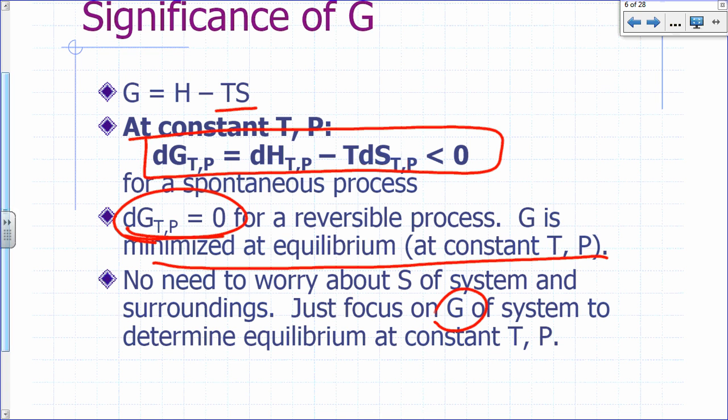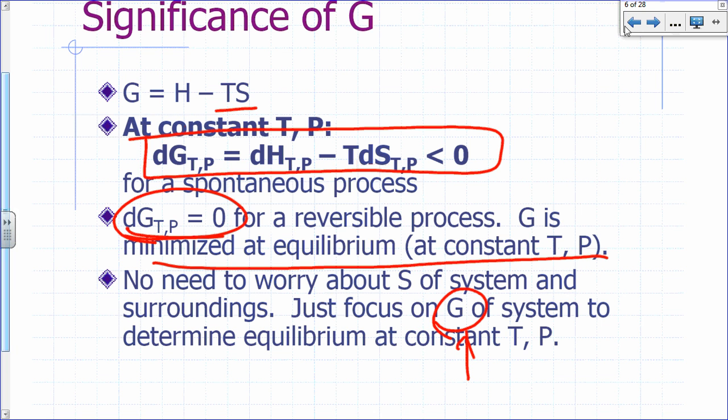And just like before, the nice thing about this is if you're only dealing with a process at constant temperature and pressure, then you don't have to keep thinking about what's going on with the system and the surroundings. You just focus on one particular property of the system, which is the Gibbs energy.